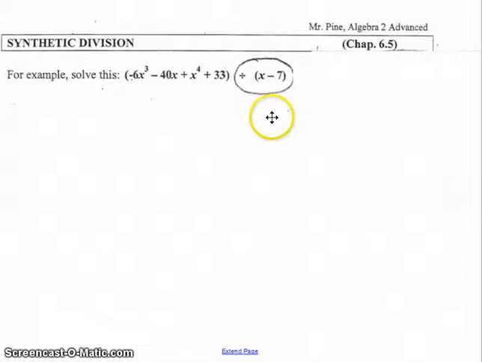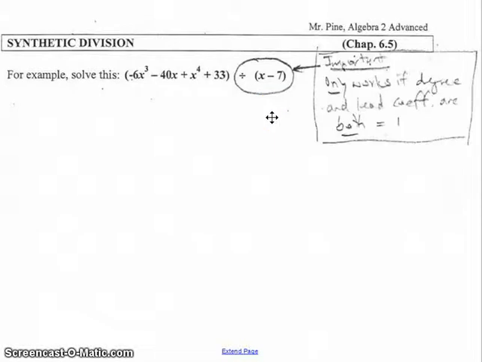Now there are a couple of important points at the top of the guide. First of all, you can only do synthetic division when the coefficient on x is 1 and when the degree on x is 1. So if this had been x squared, you wouldn't be able to do it. If this had been 3x or negative 1/2 x, you wouldn't be able to do it. It has to be 1x to the 1 power. And other than that, it can just be a constant.